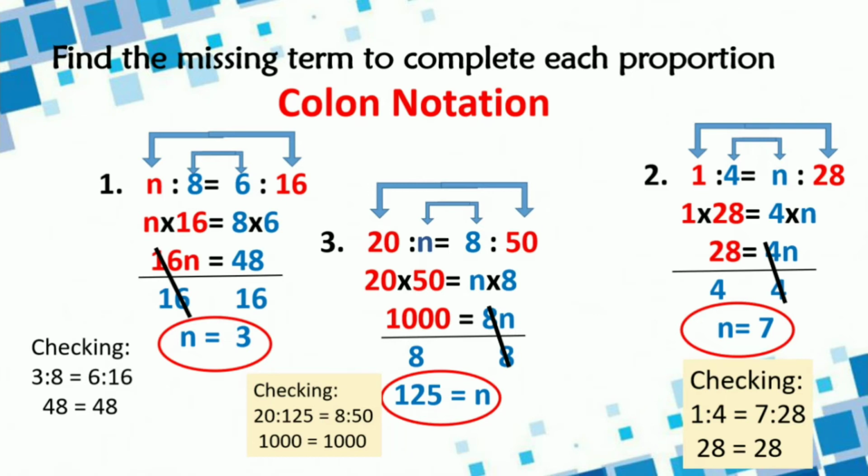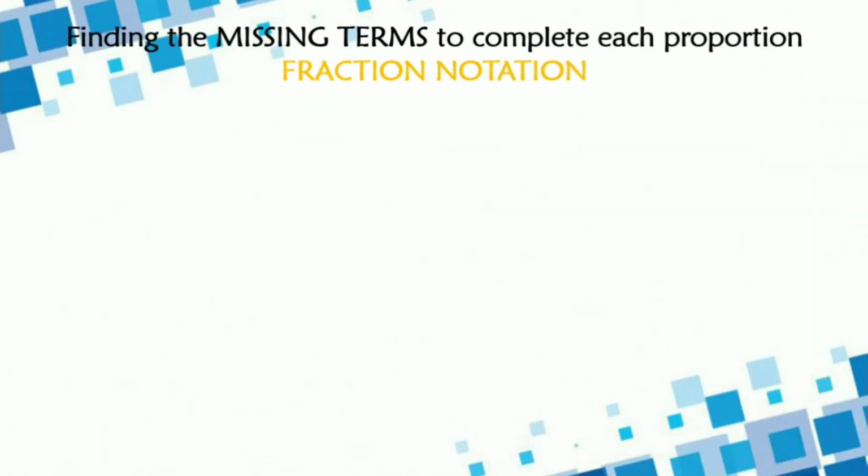Okay, so now, let's find the missing term in fractional notation naman ang ating gagawin. Okay, so we have here 5 is to n is equal to 20 is to 32. Okay, so kung ano yung ginagawa natin na process in our previous video, ganun din.